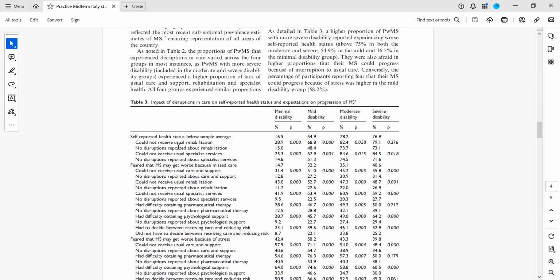Okay, so here's your self-reported health status below the sample average, right? So which group has the worst reported health status? Moderate disability, even though that's a higher number.